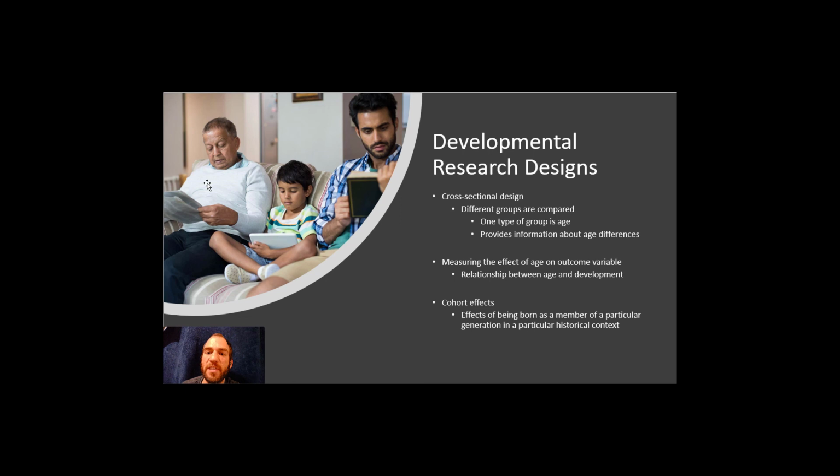Now, more specific developmental research designs. We have the cross-sectional design, in which different groups are compared. One type of group is age, and it provides information about age differences. So it measures the effect of age on an outcome variable, the relationship between age and development.